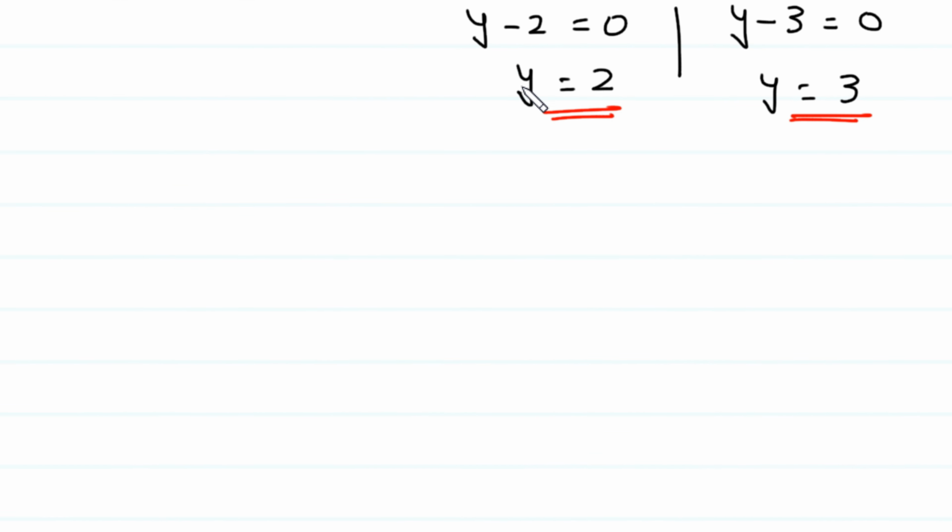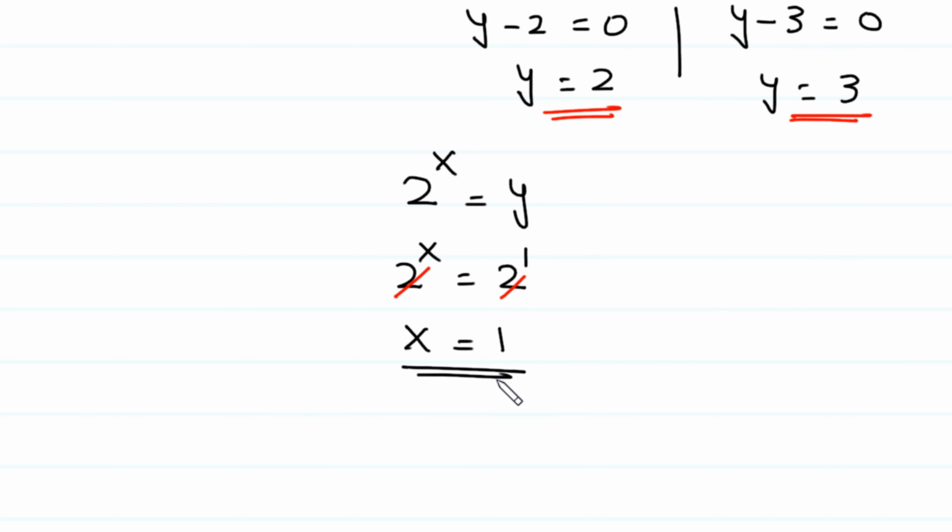Now we put this value of y 2 in the equation 2 to the power x is equal to y. 2 to the power x is equal to 2, and this 2 has power 1 here, and base is same at both sides. So this 2 will be cancelled with this 2 and x is equal to 1. This is the first value of x.